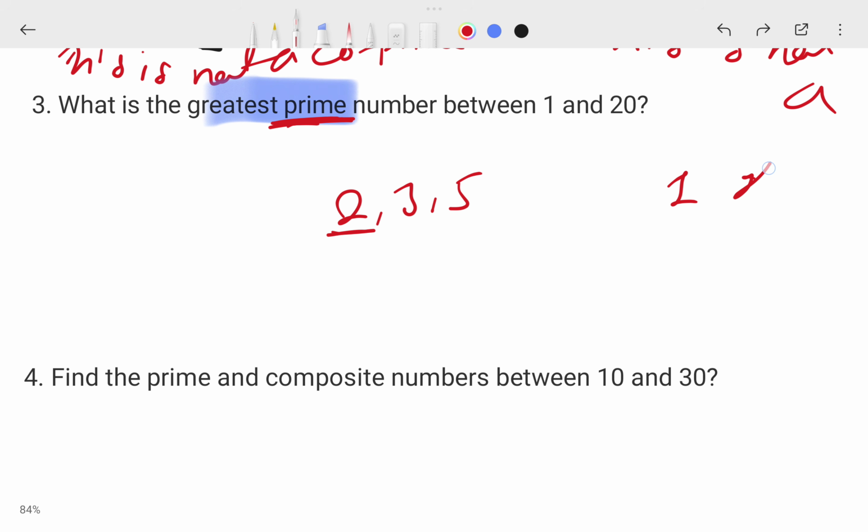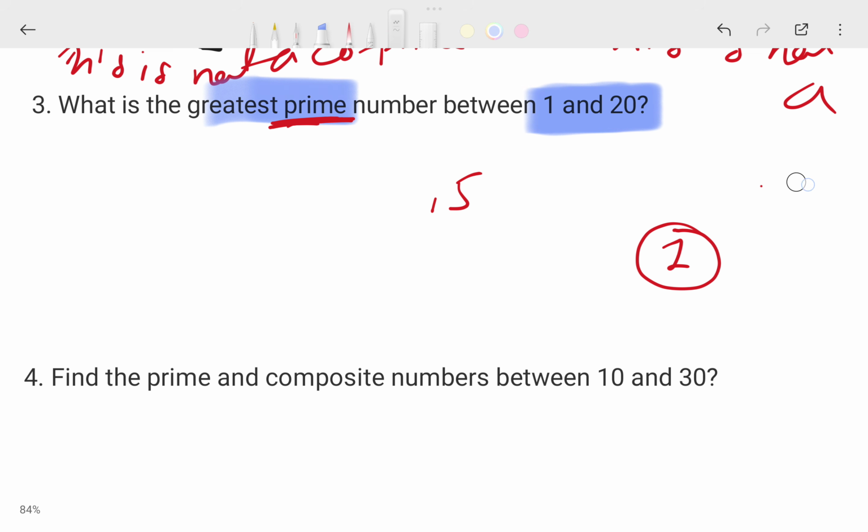Okay? Like here 2 has the factor 1 and itself. 3 also has factor 1, and after that itself. So a prime number means a number which has only 1 and itself as factors. The given number and 1 are the only factors. Those are the prime numbers. So we have to find the prime numbers between 1 and 20. Okay, so let's find them out.